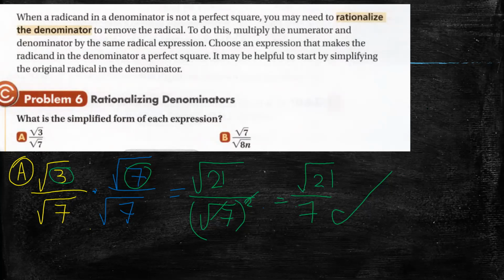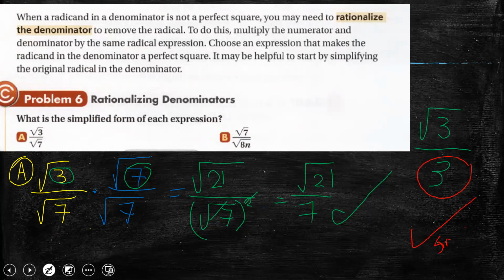If you have an example like square root of 3 over 3, I cannot use this method. Look here, in the denominator you don't have a square root. So this is the simplified one. I don't need to simplify it. Only if I have a square root in the denominator, like this as an example, I have to simplify it.